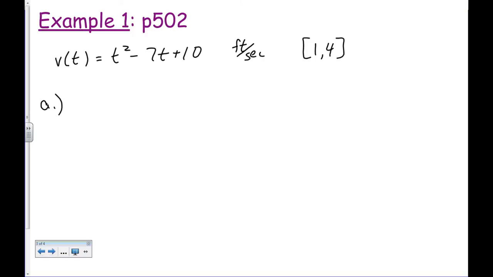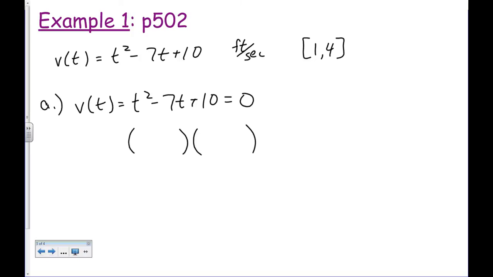So basically what I need to do is find out where velocity is 0, because at a 0 it's going to be changing, or potentially changing, from positive to negative on one side or the other. So let's find out where our velocity function is equal to 0. There are actually several ways you could solve this. You could graph this and find out where the zeros are. It's a quadratic equation, so you could use the quadratic formula. This actually factors nicely, so I'm just going to do it that way.